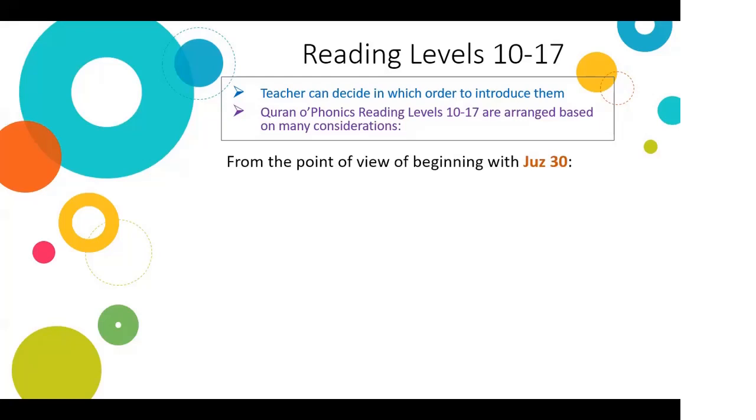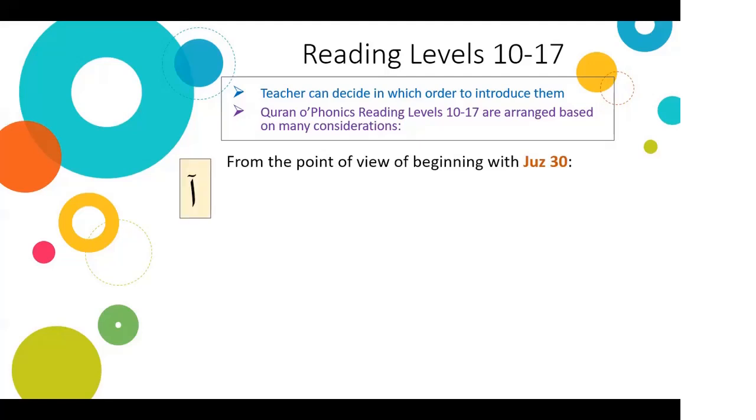But Quranophonics has arranged the reading levels from 10 to 17, the different topics. For example, Qalqala, for example, the rules of Noon Sukoon, for example, the rules of Waqf, etc. We have sequenced them in a certain way based on many considerations. So we've carefully thought about why does this reading level have to be before this? Why is it better if this reading level comes after this? And I'm going to explain that to you as well.